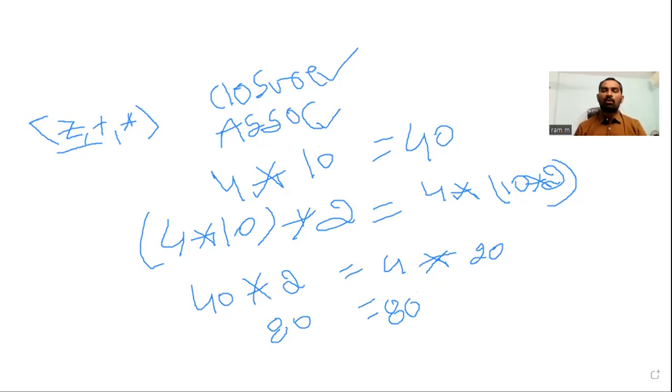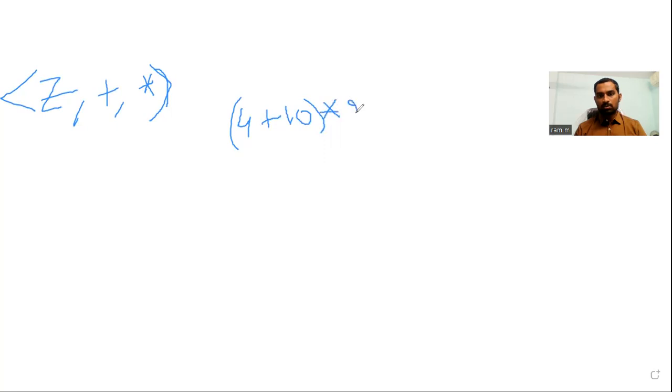Now we need to check only one property, the distributive property over Z comma plus comma star. Let us consider the same values: (4 plus 10) star 2 should be equal to (4 star 2) plus (10 star 2).